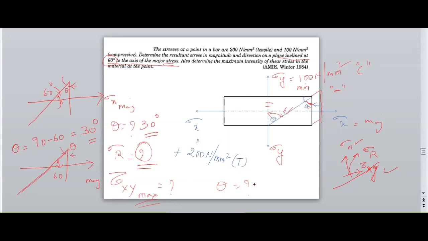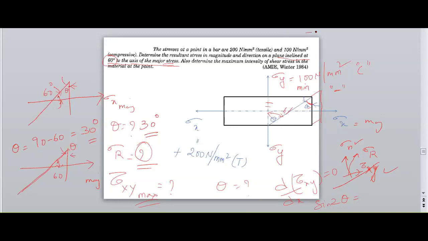Tau xy will be a maximum. To find this, we need to derive a small equation, that is, differentiating tau xy and equating it to 0, and we need to find the angle 2 theta. We substitute the 2 theta value, that is sin 2 theta and cos 2 theta values, in the shear stress equation again.